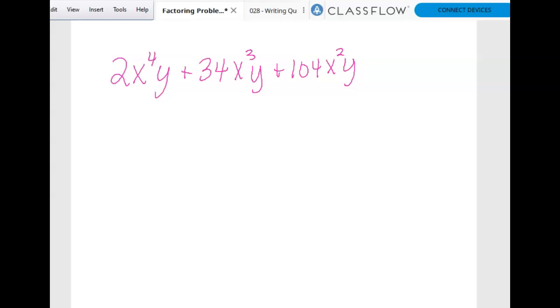So this is a mess. So where do I start? It's the first thing we always want to check. So what would my greatest common factor be? 2. What's the x? What's the exponent on the x? 2. And what's the exponent on the y? Okay, so I'm going to go ahead and divide this out.